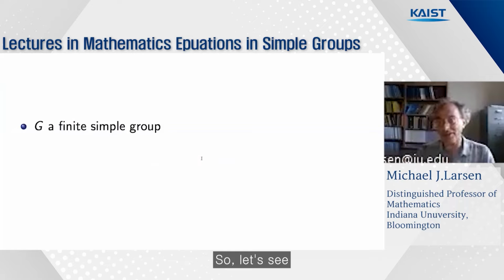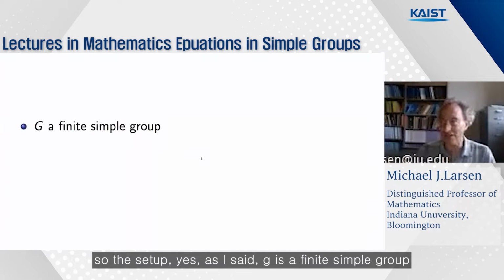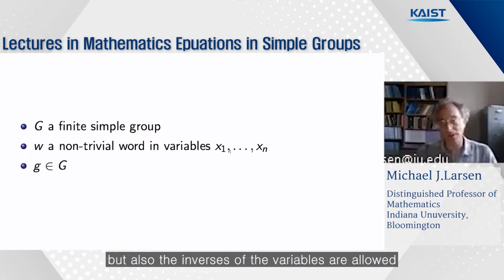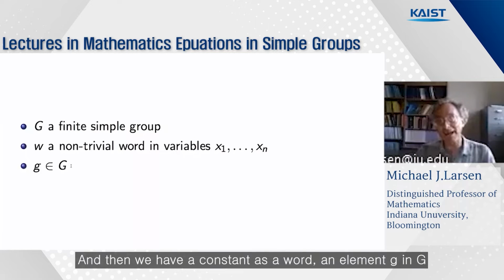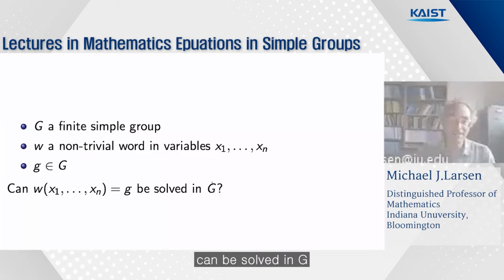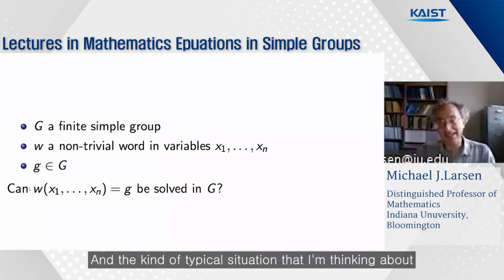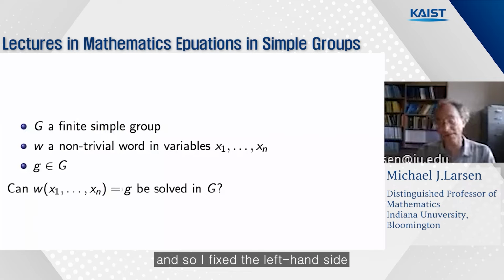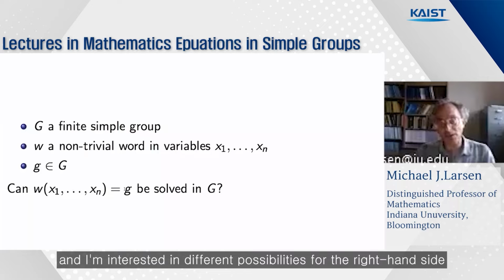So the setup, as I said, G is a finite simple group. We have the variables as a word in terms of these variables, but also the inverses of the variables are allowed. And then we have a constant, an element g in G. And we want to know whether this equation can be solved in G. The typical situation that I'm thinking about, I fix the word, and so I fix the left-hand side, and I'm interested in different possibilities for the right-hand side.